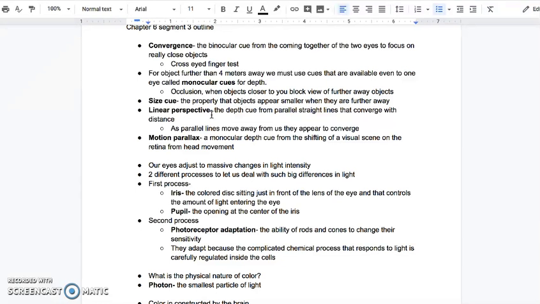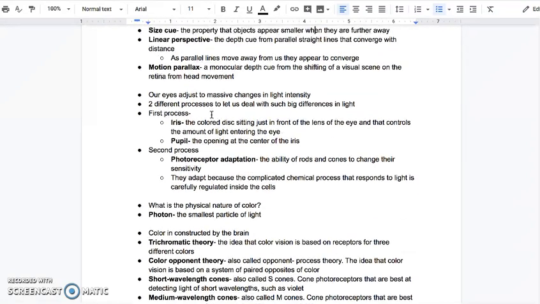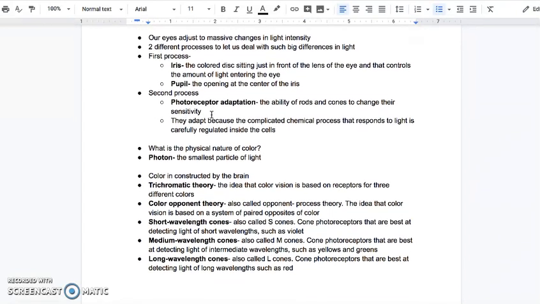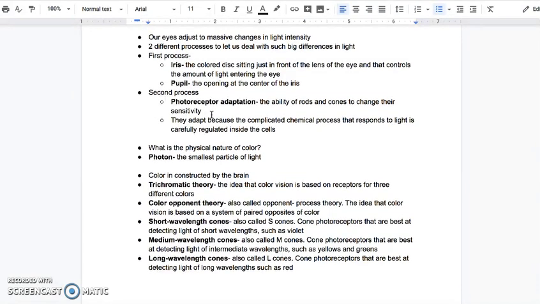Size cue is the property that objects appear smaller when they are further away. Linear perspective is the depth cue from parallel straight lines that converge with distance. So as parallel lines move away from us, they appear to converge. The motion parallax is a monocular depth cue from the shifting of a visual scene on the retina from one head movement.